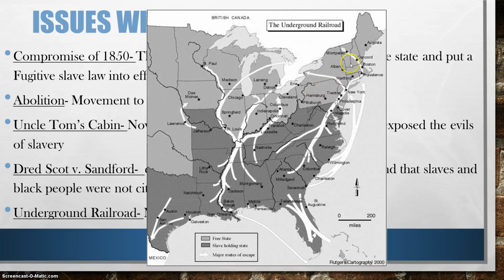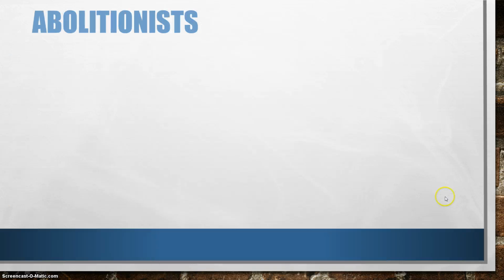And because of the Fugitive Slave Act, they can't just stop in the free states. They need to go up to Canada. And please, please, please, I had a kid one year that said that it was an underground subway. No, there's no actual train. It's just a method of sort of sneaking people to freedom. Different paths, different people helped out along the way.